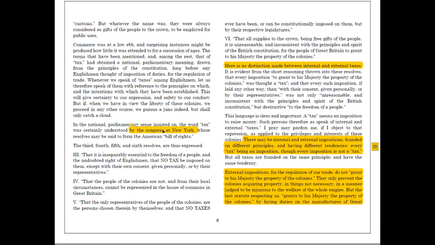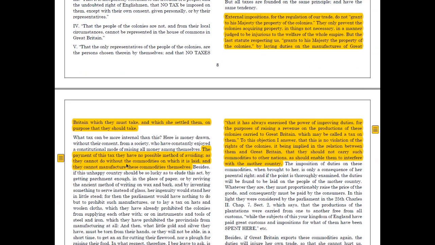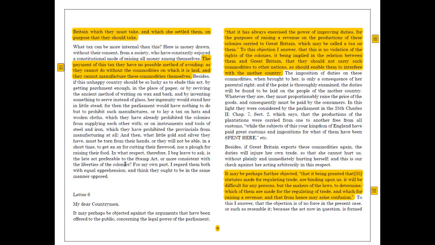External impositions for the regulation of our trade do not grant to His Majesty the property of the colonies. They only prevent the colonies acquiring property in things not necessary in a manner judged to be injurious to the welfare of the whole empire. But the last statute respecting us grants to His Majesty the property of the colonies by laying duties upon the manufactures of Great Britain, which they must take, and which she settled them on purpose that they should take."